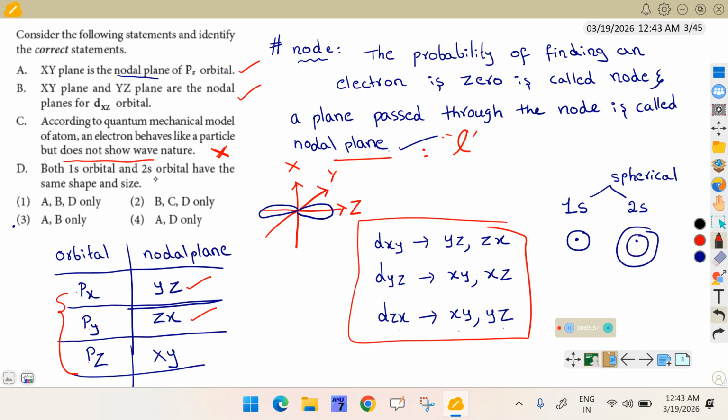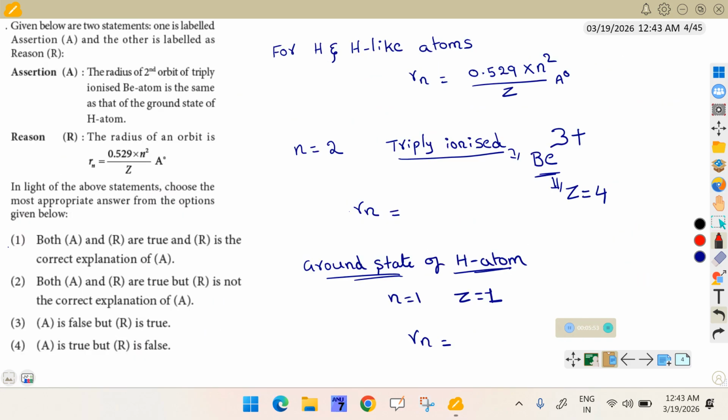Both 1s and 2s orbitals have the same shape. Yes, same shape, spherical shape. Same size? No, wrong. 1s orbital and 2s orbital sizes are different. So the correct option is the third option. This is an assertion reason model question. Assertion is given: the radius of the second orbit of triply ionized beryllium atom is the same as that of the ground state of hydrogen atom. Check it.